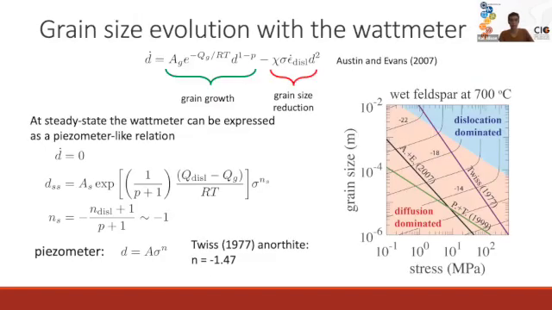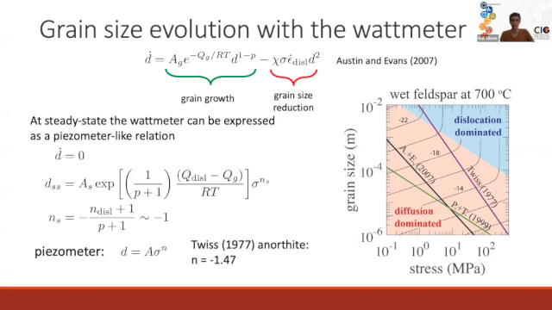To model grain size evolution, I'm using a slightly different model. I'm using the physics-based wattmeter developed by Austin and Evans in 2007, in which grain size increases through static grain growth, which is a thermally activated process. P is on the order of 3, so larger grains grow more slowly than smaller grains.